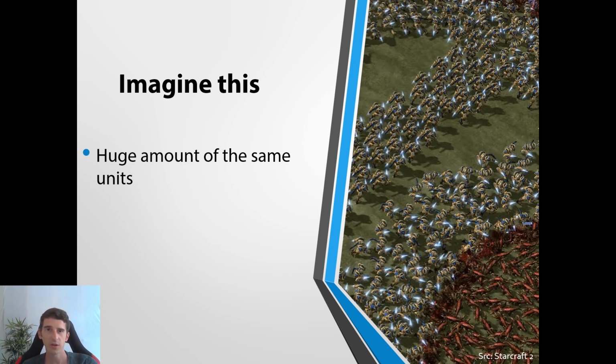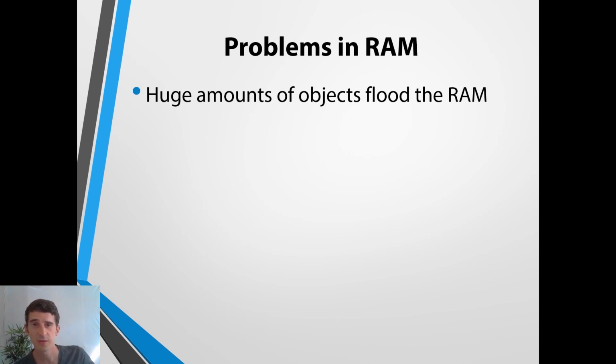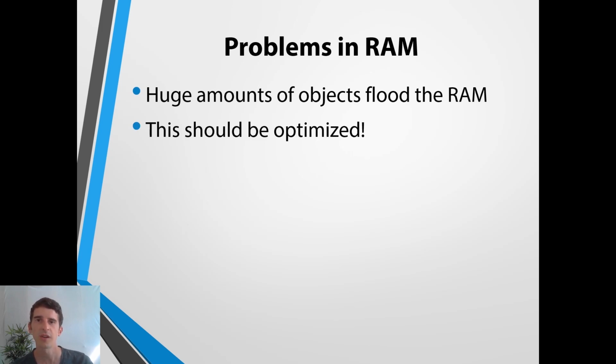And that's why I'm gonna show you this standard solution, this design pattern, which is meant to tackle one of the main problems you're gonna face if you implement games like these. So what are the problems you're gonna face when you have a game where you have huge amounts of instances of the same game object? Well, the first problem you're gonna have is that you're gonna flood the RAM. So it will be full very fast, and you really need to optimize this because this is a huge performance issue if you're not smart in your programming.